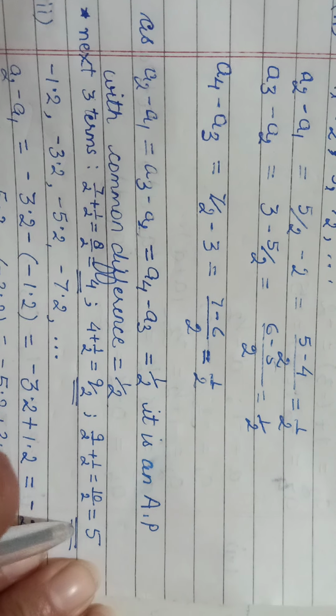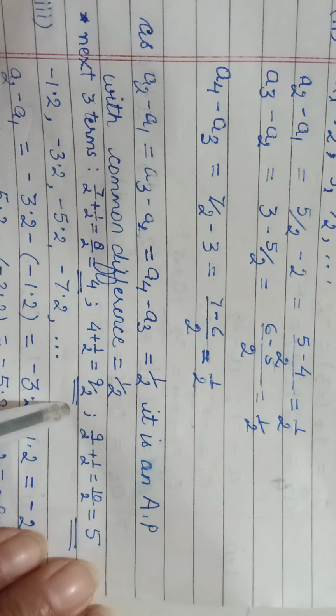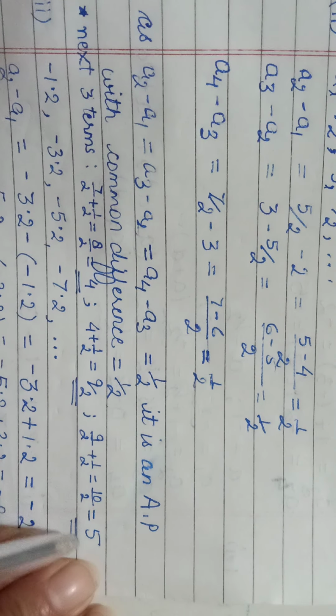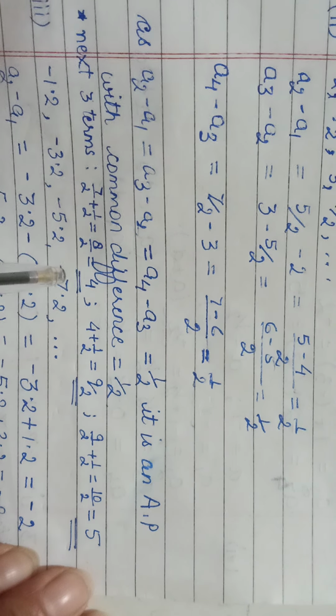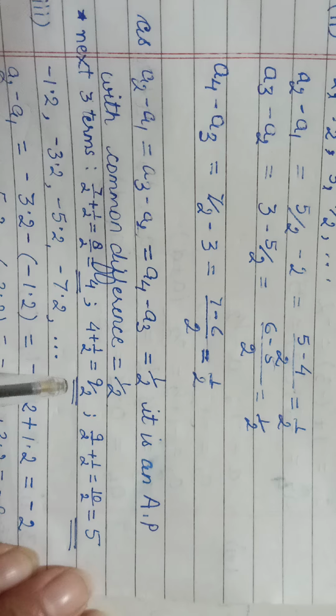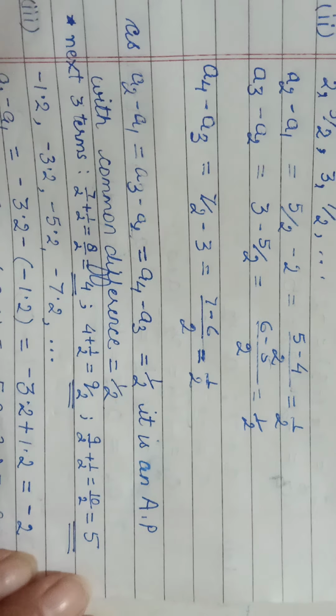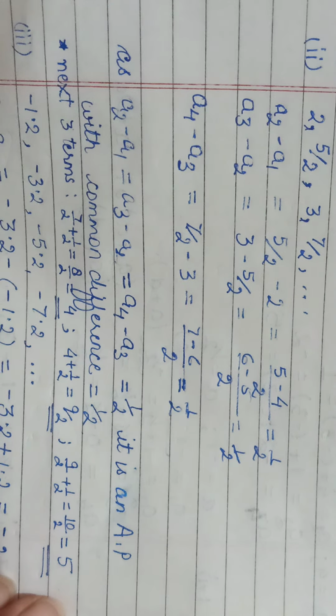तो बस आपको half add, जो common difference आया उसे add करते जाना है. Get that? Okay, so this becomes 10 by 2, that is 5. So the following three terms of this AP will be 4, 9 by 2, 5. You clear with the solution?